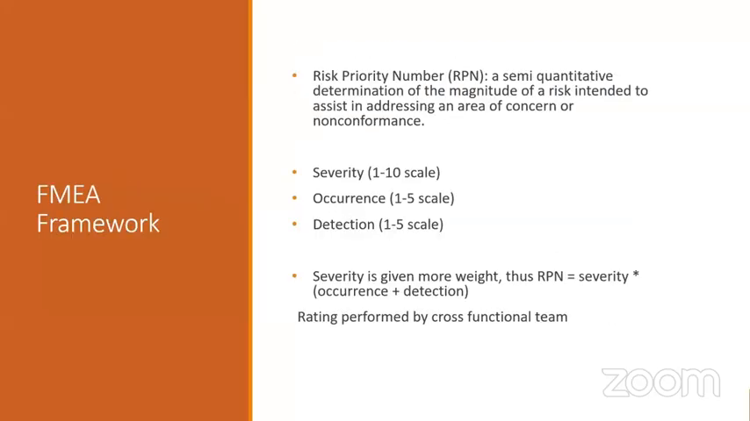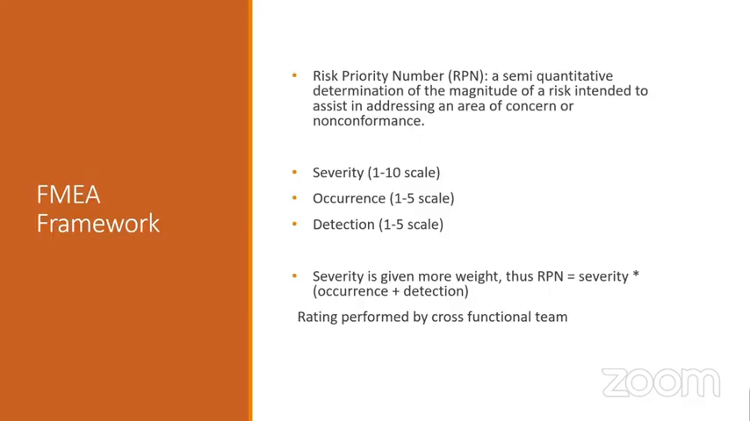Okay, so let's look at this FMEA framework. The FMEA framework utilizes what's called a risk priority number, and it's a semi-quantitative determination of the magnitude of risk intended to assist in addressing an area of concern or nonconformance. And the reason why it's semi-quantitative, and you will see, is that when you're setting up your FMEA matrix, it is done somewhat subjectively in setting up the various scales.